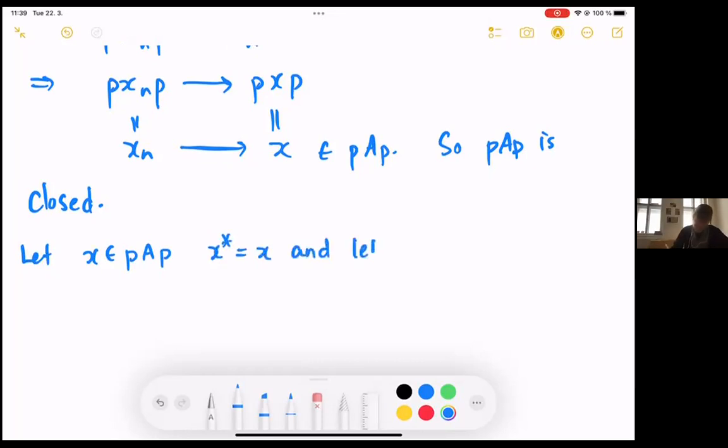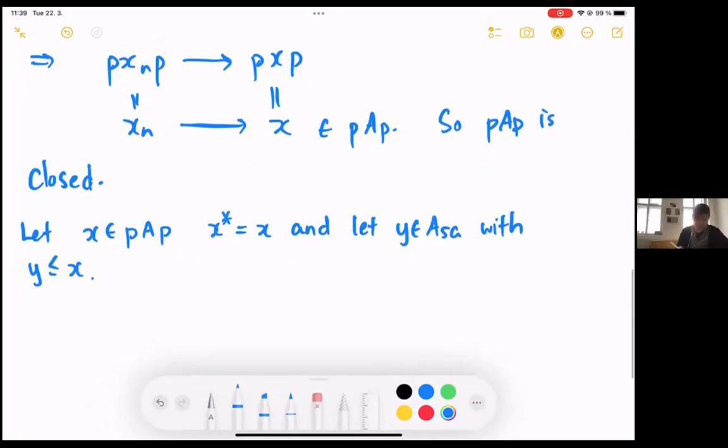And let Y be just some self-adjoint element that we assume is just in A at the moment, which is smaller than X. Now, what we need to show is that Y is in PAP.